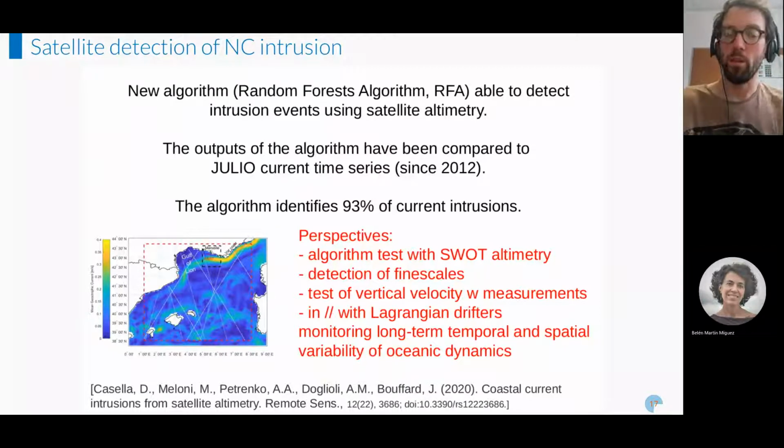So SWOT will be a satellite that will measure SSH along a wide swath. It will take a swath about 150 kilometers wide at once, and we'll be able to resolve some mesoscale features, and bring a lot of new information on the surface circulation.